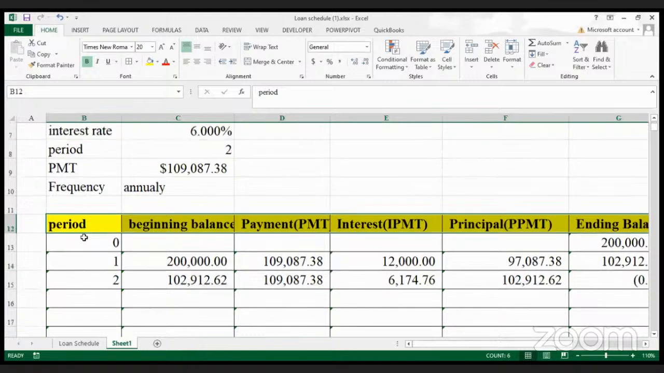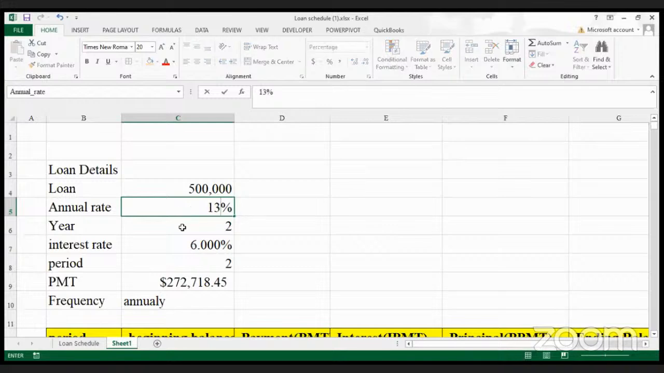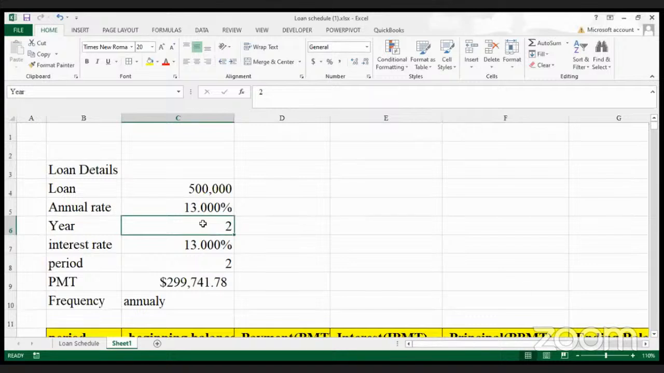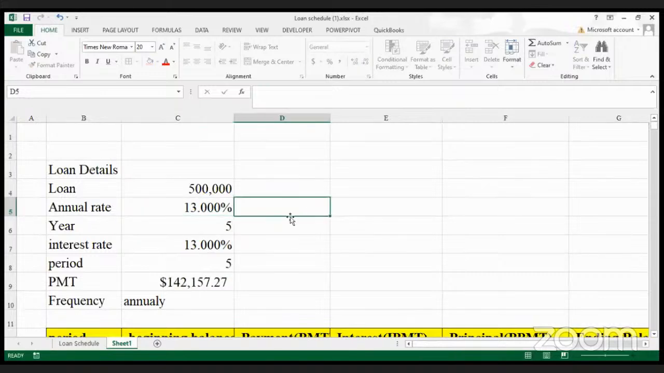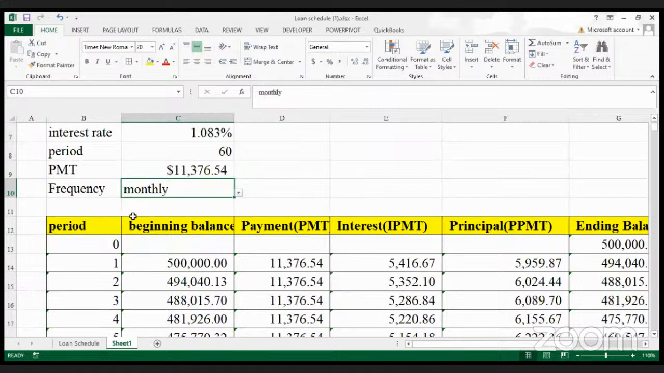So if you are being given a loan of 500,000, that is the only thing you change. Interest rate per annum, let's say for the bank is 13%, is what you change. Number of periodic payments, let's say you're going to do it for 5 years on a monthly basis. So we just come here and pick monthly. That is the only thing you change, and you are seeing that the period is going to be 60.